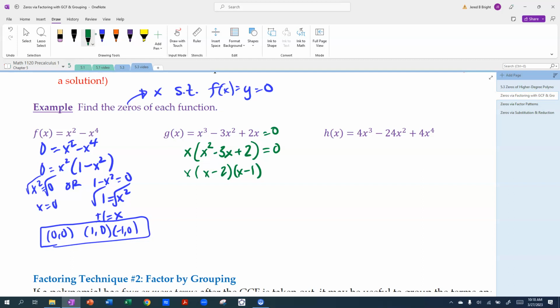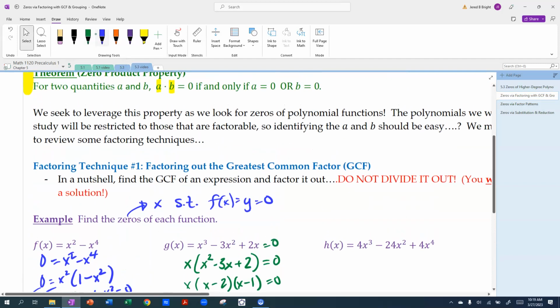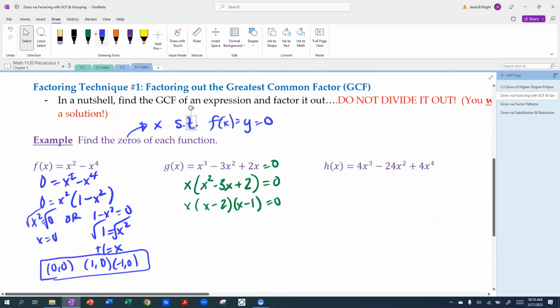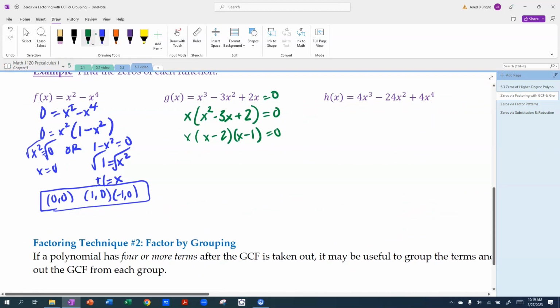You might have to review the AC method, or some students learn it by a diamond or a cross method to factor this sort of thing. Whatever you learned it as, feel free to use that strategy. And now using the zero product property, it actually says there's only 2 things, but it actually extends to 3 things or more as well. So we just set each factor equal to 0. x is equal to 0, x minus 2 is equal to 0, and x minus 1 is equal to 0, and solve each one.